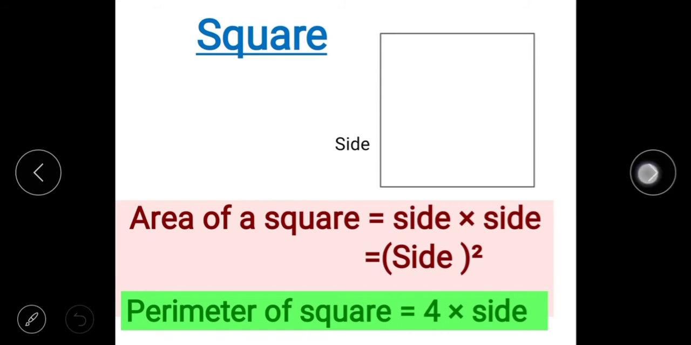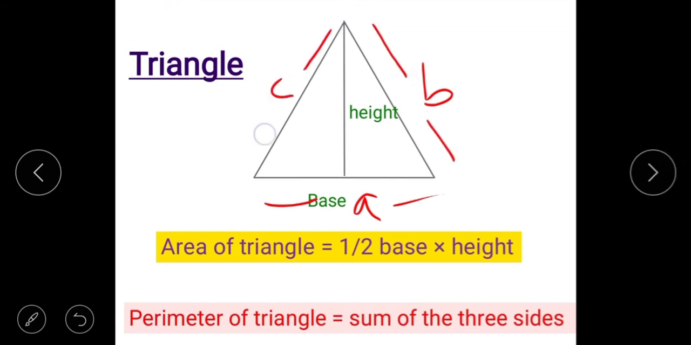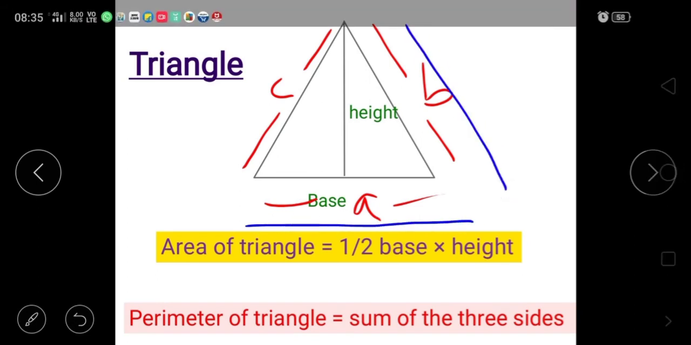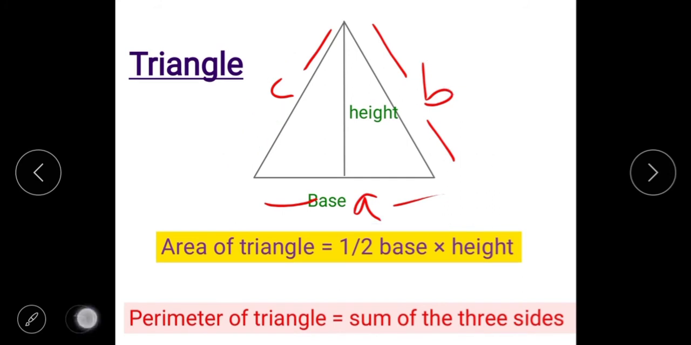Now this is your next 2D shape, which is called triangle. A triangle has three sides. Suppose this is side A, this is side B, and this is side C. In perimeter terms, simple, A plus B plus C, or you can say that the perimeter of the triangle is the sum of the three sides. Now let us talk about the area.